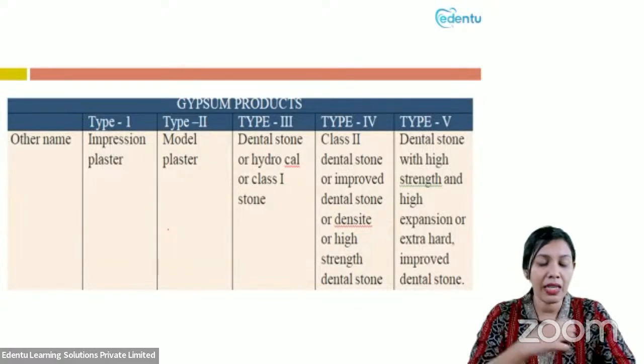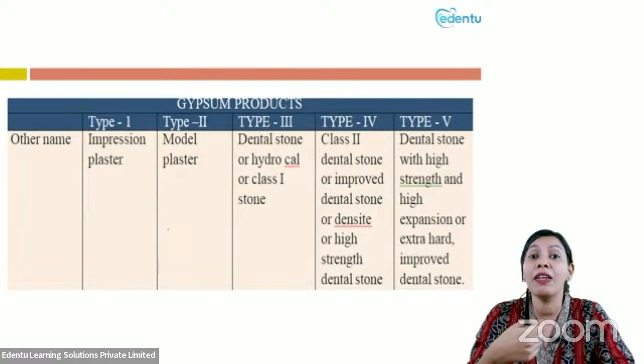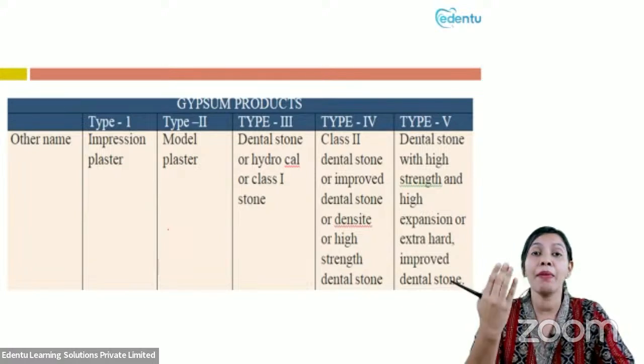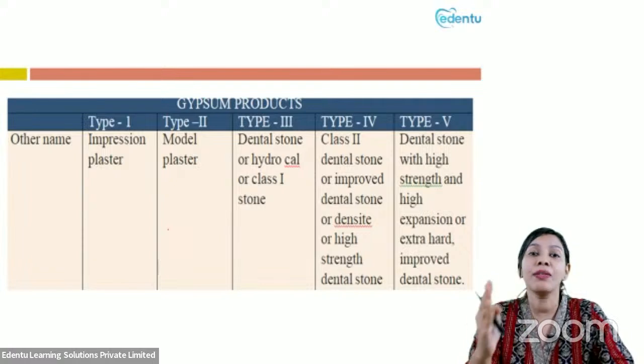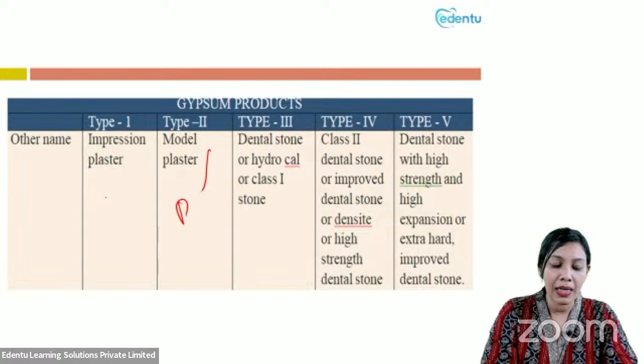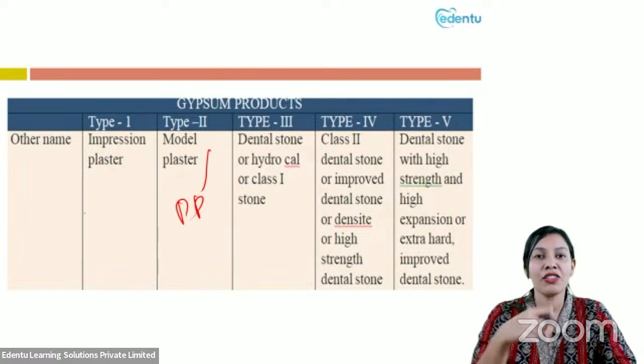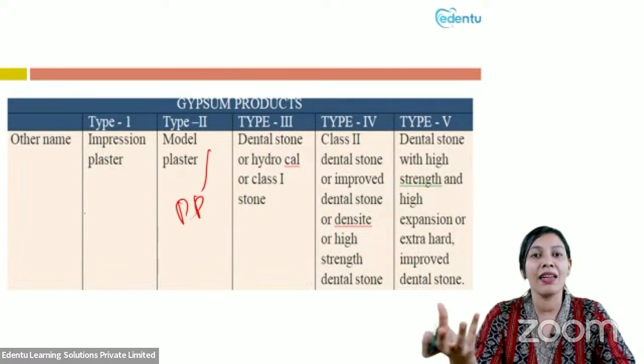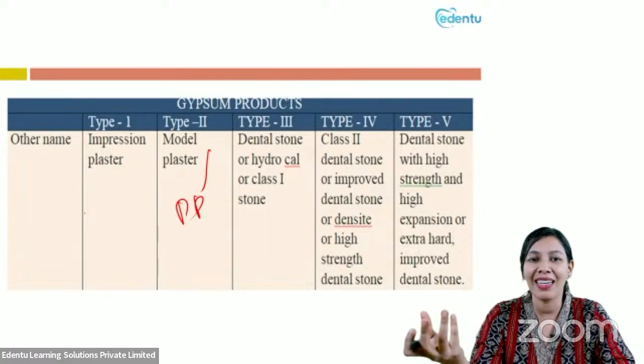Type 1: when a patient comes to our clinic, we take the impression first. So we can memorize type 1 as impression plaster. Type 2 is model plaster, also called plaster of Paris. Plaster of Paris is actually used for making the cast or for flasking, etc. Type 3 is dental stone.